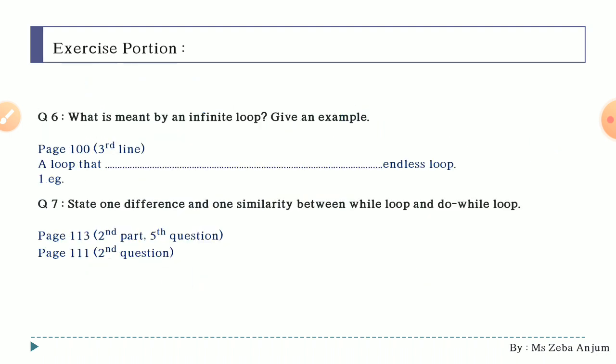Now see the sixth question. What is meant by an infinite loop? Give an example. For this answer, my dear students, please turn to page number 100. On page number 100, you have the third line: infinite loop. You have to start from "a loop that repeats for infinite number of iterations" till the endless loop.